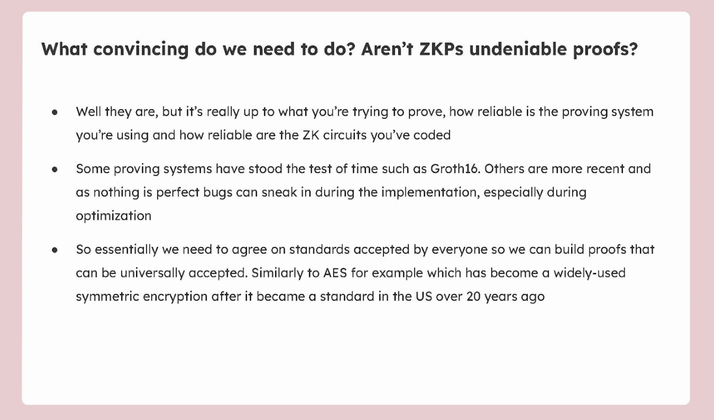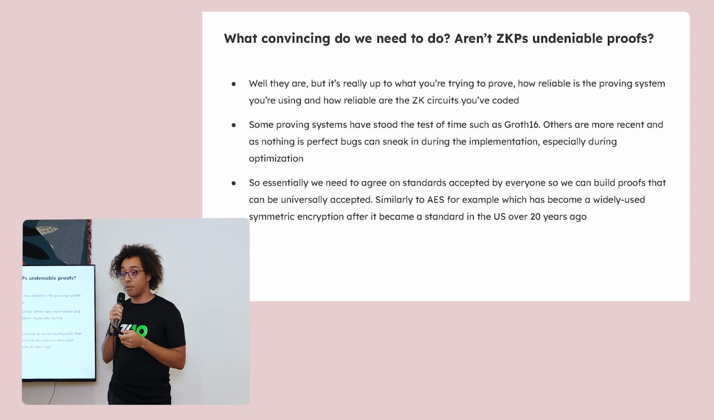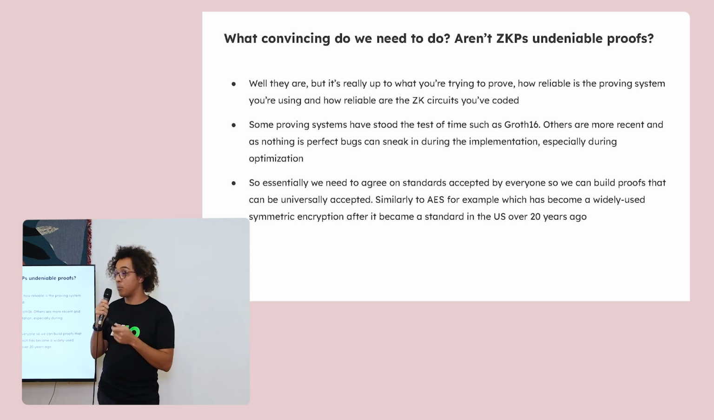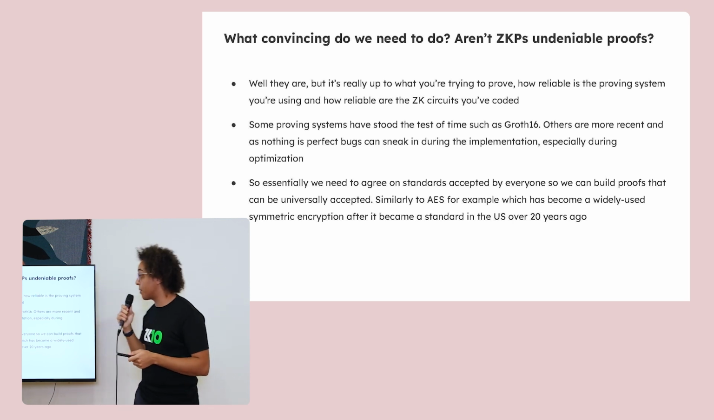So, aren't ZK proofs undeniable? You could say they are to a certain level of soundness, 99.9%. But it really depends what you're trying to prove, the proving scheme, the proving system you use, and essentially what you coded, the circuit you coded, because you could just come up with whatever you want. And the proving systems are still pretty recent, so they need to stand the test of time. And when you do implementation, especially when you do optimization, bugs can sneak in. And in this case, you can make a fake proof, for example, if there are bugs in the protocol.